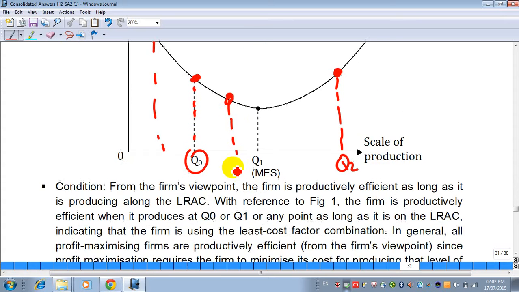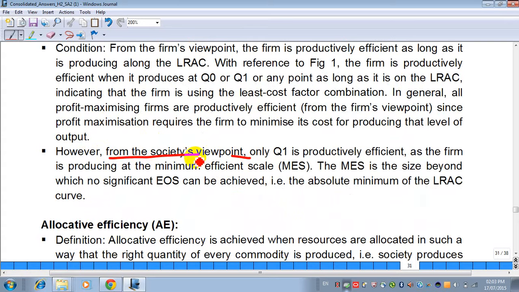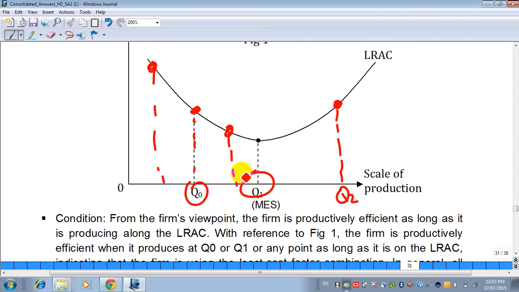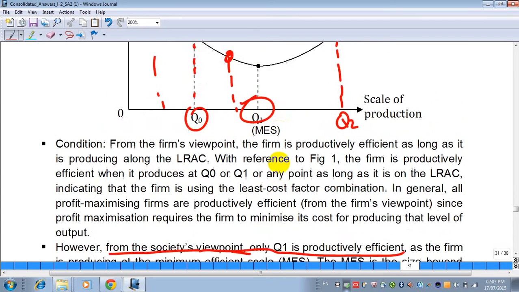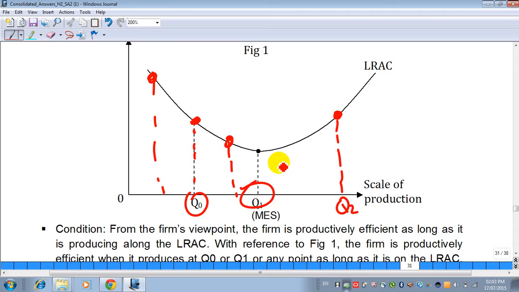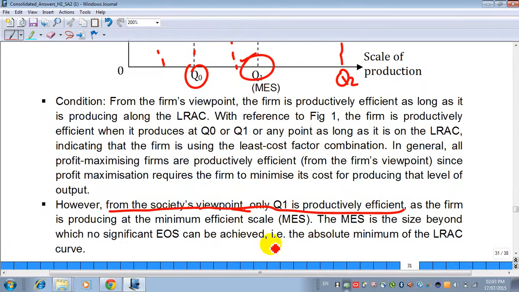Now that is from the firm's point of view, and I would just like to highlight, however, that from the society's point of view, only Q1 is productively efficient. Only at the minimum point of the LRAC curve is the firm considered productively efficient from society's viewpoint. That means it must be at the minimum. In other words, only if the firm produces at the minimum point of the LRAC curve at Q1 is it considered to be productively efficient, and the firm will be producing at the minimum efficient scale.